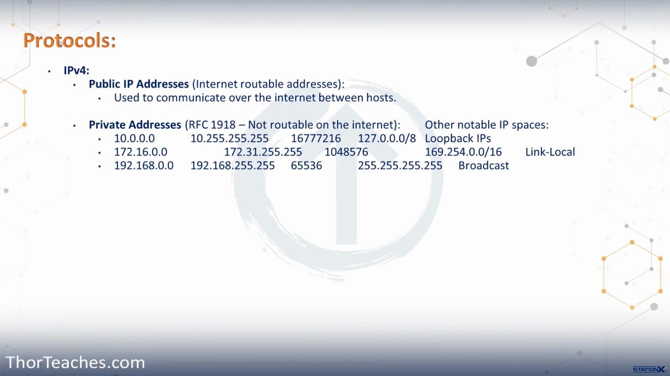Almost everything else outside of those ranges are public IPs, and those are the ones that we route over the internet. There are, however, a few exceptions. One of those exceptions is the entire space for 127.0.0.0. That is used for loopback IPs, and that will be on your PC only.